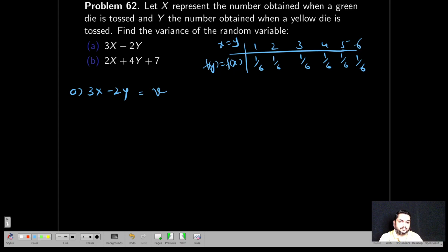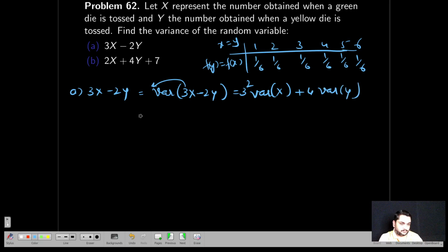Now the variance of 3x minus 2y. This is nothing but, bringing the square, 3 square variance of x. In variance, we take it as plus only, because variance is a magnitude. Sign doesn't matter. It is how far your point is from your central tendency, that is the mean. That is what variance is. So 2 square is 4, variance of y.